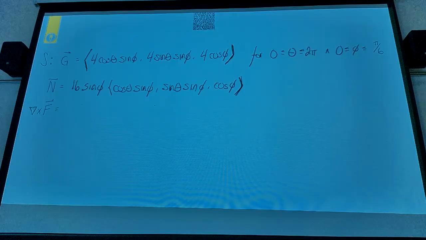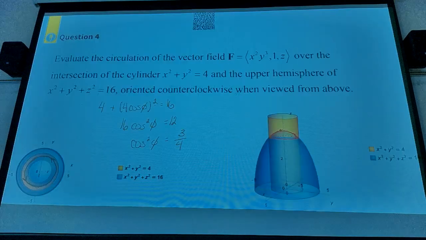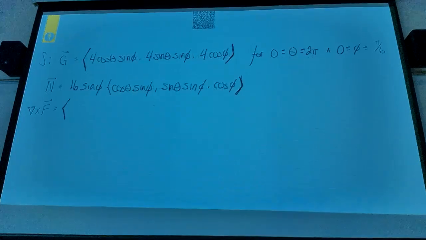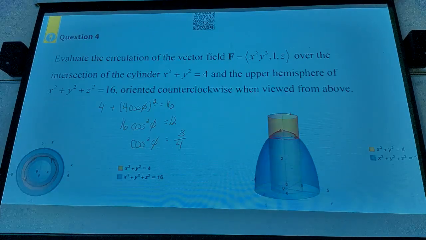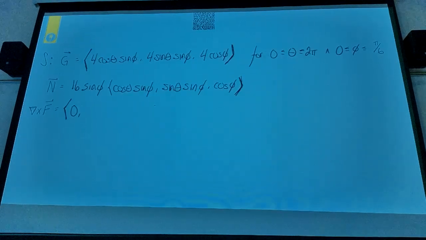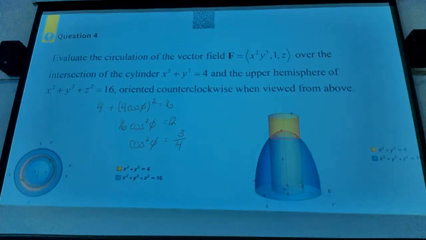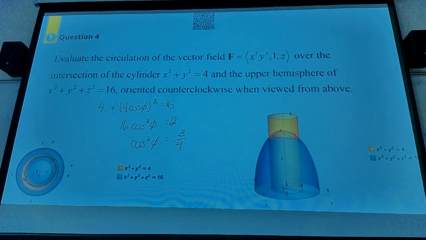And we still need the curl. Partial y minus partial, okay, so that's 0. 0. 0 minus 3x squared y squared.